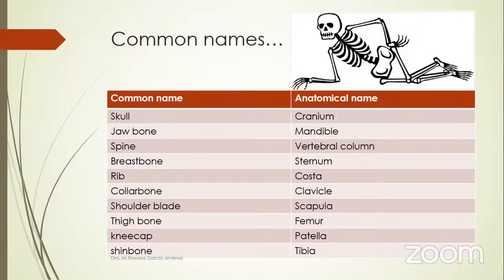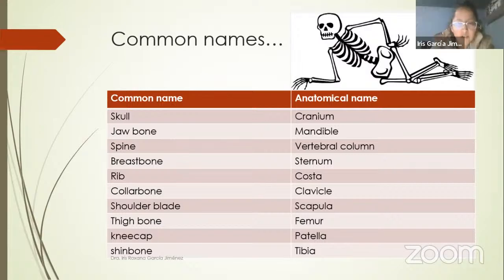Common name skull. Anatomical name cranium. Common name jawbone. Anatomical name mandible. Common name spine. Anatomical name vertebral column. Common name breastbone. Anatomical name sternum. Common name rib. Anatomical costa. Common name collarbone. Anatomical name clavicle.